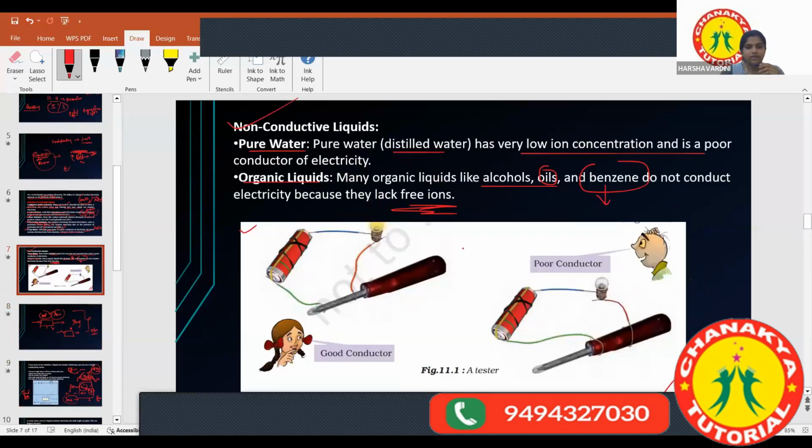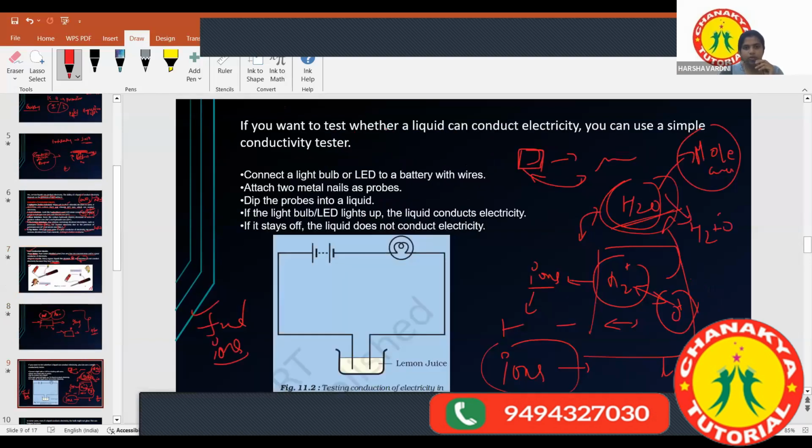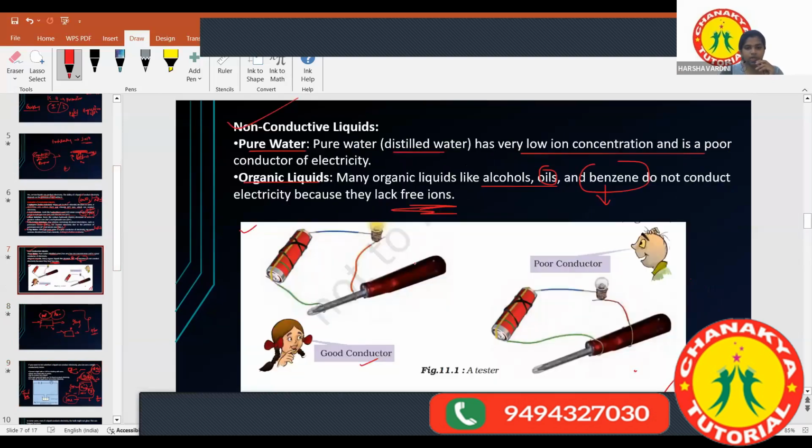Okay, fine. So whatever you guys said is right. This is a good conductor, this is a poor conductor, so the bulb will light. Now, if you want to test whether a liquid conducts, you're testing whether the bulb is glowing or not. So what are we actually doing here?